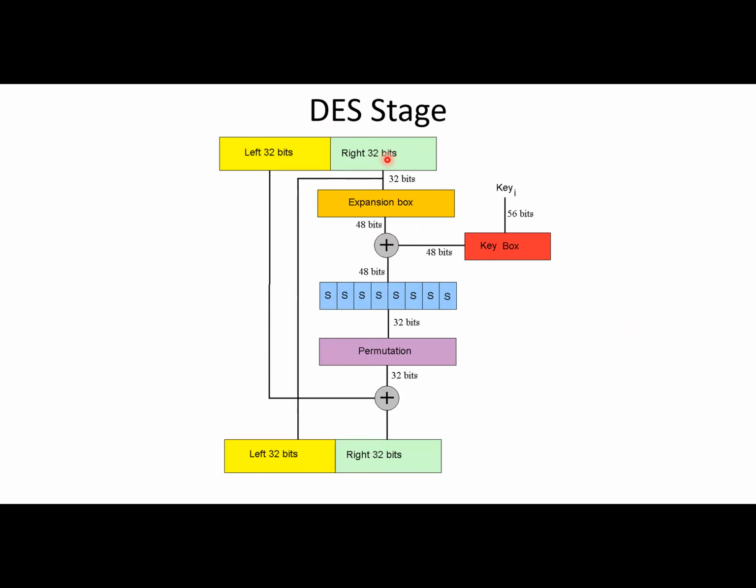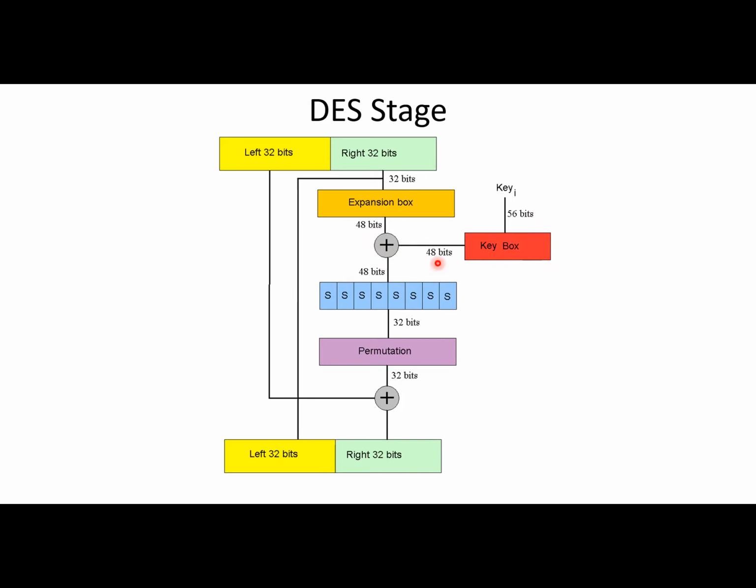The right half becomes the left half of the next stage, and the right half also goes through an expansion box. That's one of those rearrange it into multiple more bits. It takes 32 to 48, exclusive OR the 48 with the key. Now, DES uses a 56-bit key, so they take the 56 bits and rearrange it to get a 48-bit key for each stage, a different 48-bit key for each stage, and then exclusive OR it.